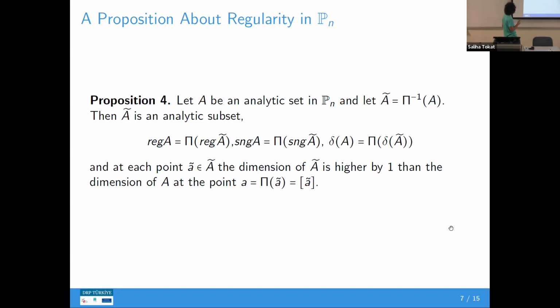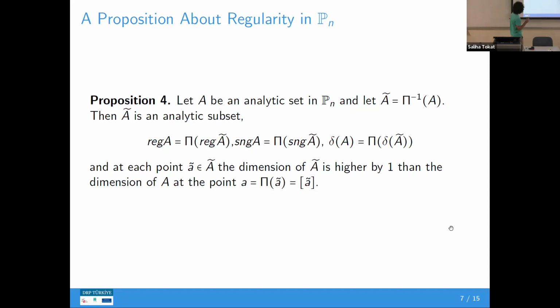So the proposition says you have an analytic set A in Pn and you are considering its pre-image, A tilde. And it says that it is an analytic subset. And then if it is an analytic subset, it has regular points, singular points, and singular loci. So if you project it again, then you get the regular points of A, singular points of A, singular locus of A, because you are taking pre-image and then taking image of them. So naturally, it gives this.